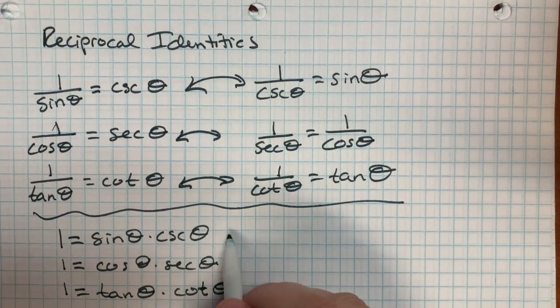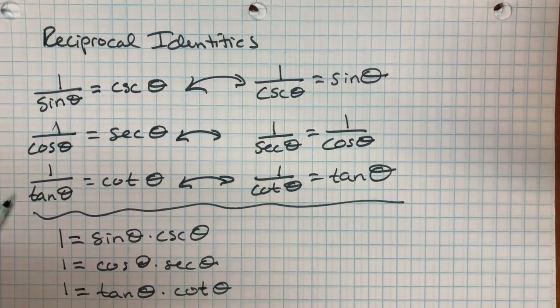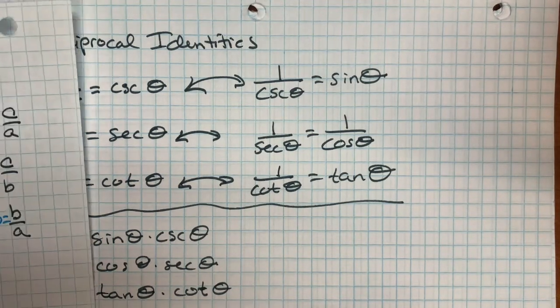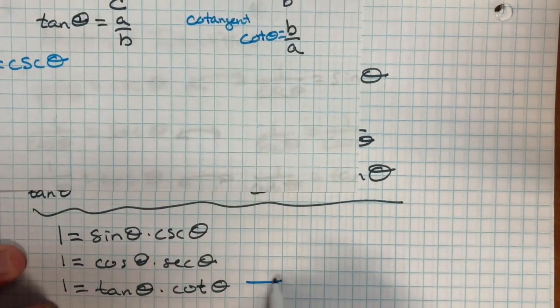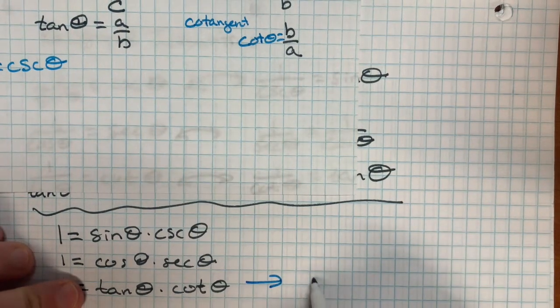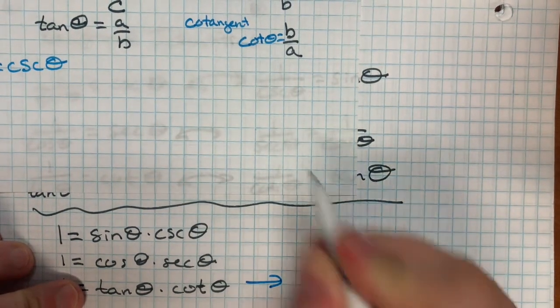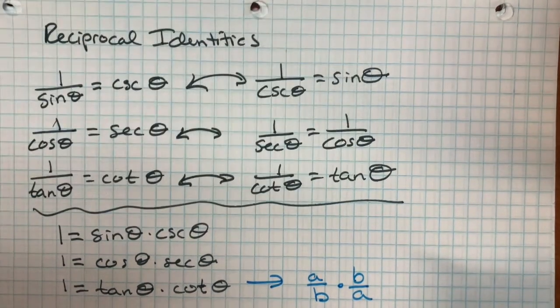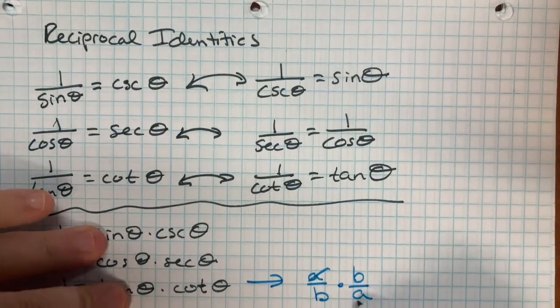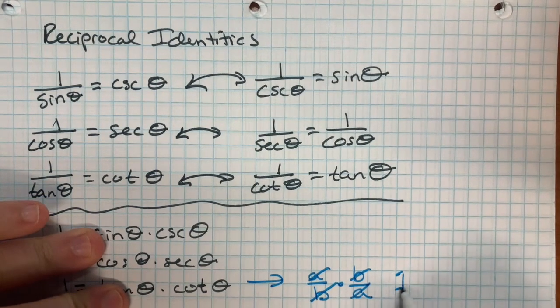Right, and we know this to be true because if I borrow my handy dandy reference sheet back here, I'll look at the tangent and cotangent. Tangent is A over B. Cotangent is B over A. And those A's cancel and the B's cancel, and we're left with 1.